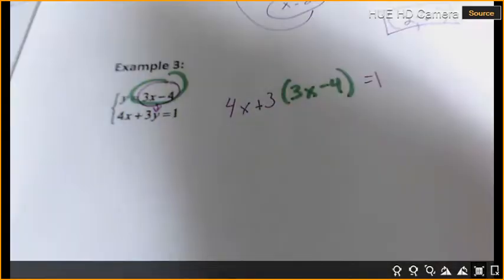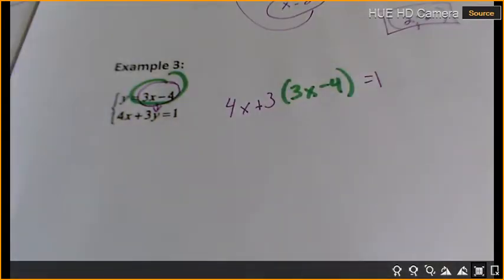equals 1. Remember, we are substituting stuff out, so we only have one variable. We just want x's so that we can solve for it and we'll plug it back in and get the other one. Or we just want x's or we just want y's. Okay?